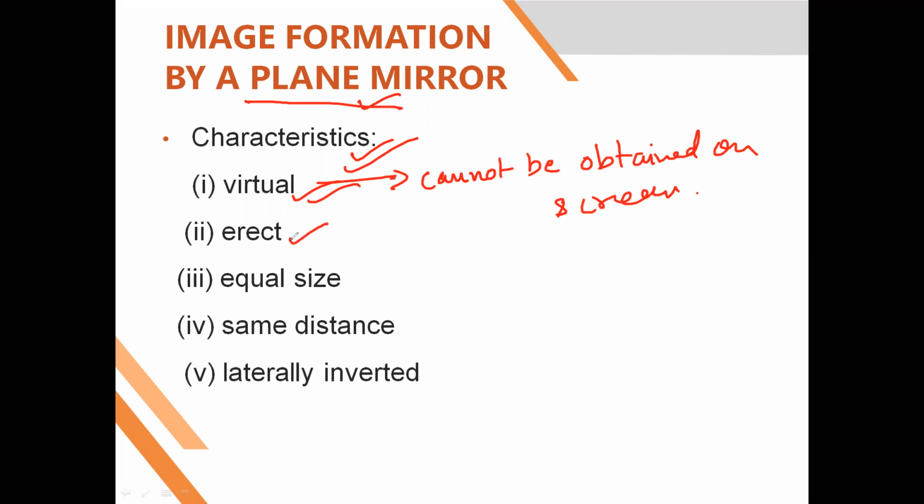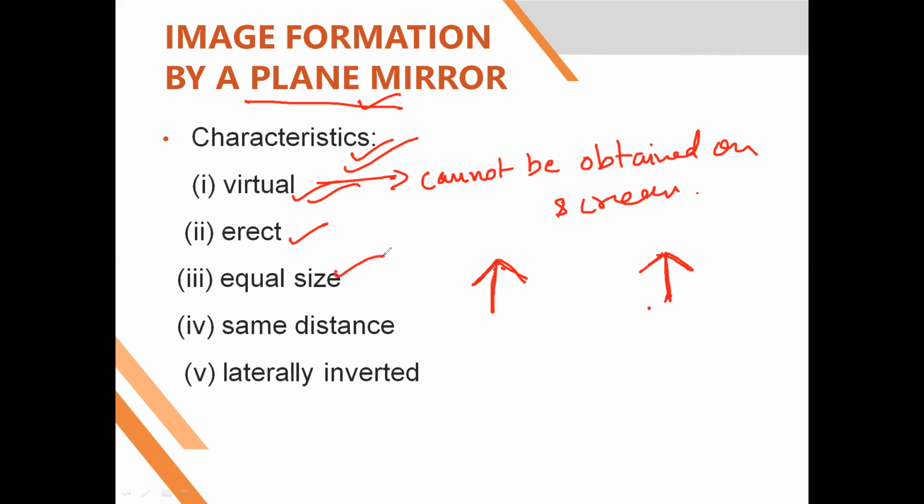They are erect. By erect we mean that if the object is in such a manner, the image will also be like this. Whenever we see ourselves in a plane mirror, we don't see ourselves inverted. Our head is not down and feet up; we appear just as we are standing. Similarly, that is what is meant by erect, that it is in the same position.